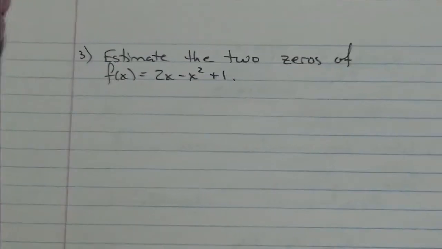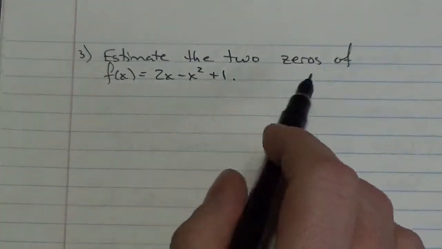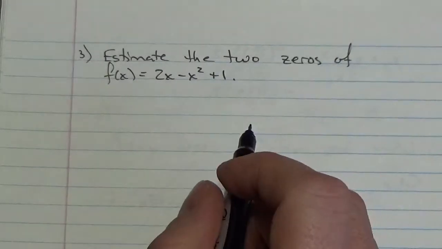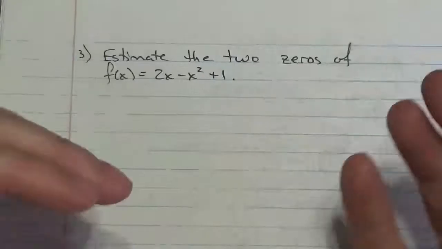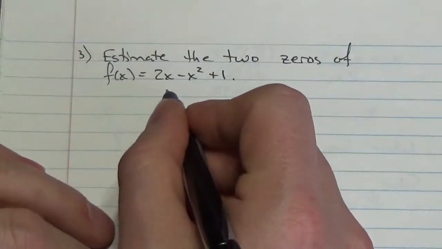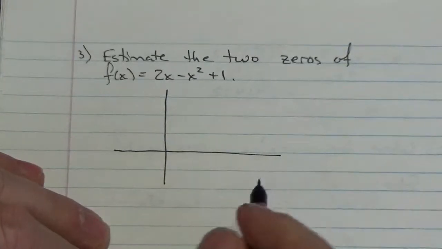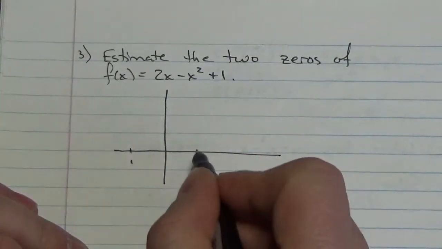Let's try one more. Okay, so for this question it says estimate the two zeros of f of x equals 2x minus x squared plus 1. Now before I go through and do this, I'm going to take a quick look at this because it does say estimate the two zeros. So what am I exactly looking at here?